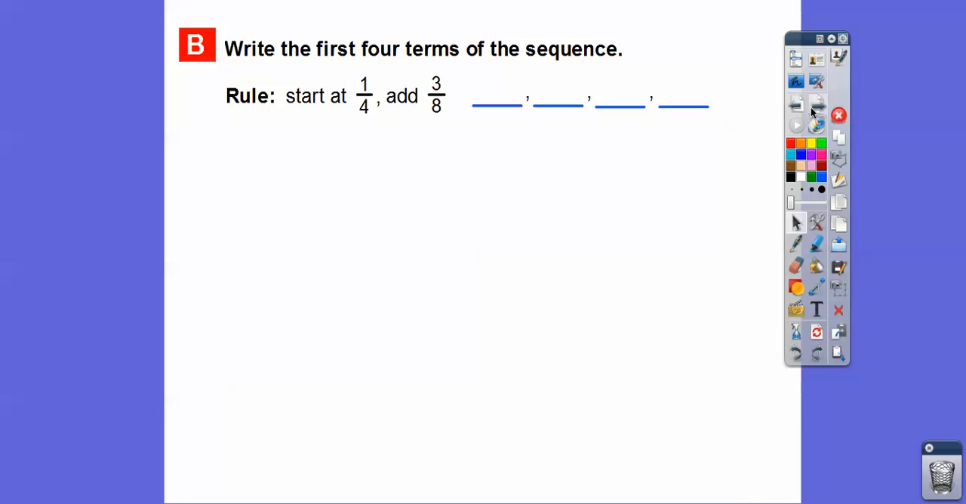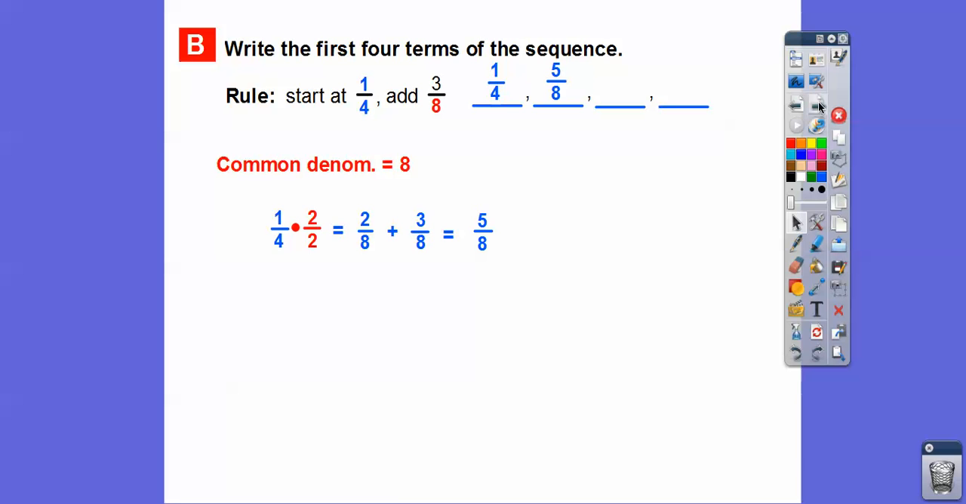Okay, the second part says we're going to write the first 4 terms of the sequence, and we're going to start it at 1/4, and we're going to add 3/8. All right, we're going to convert 1/4 to 2/8 right there. Okay, so the common denominator is 8. So we start with 1/4, and then we convert 1/4 to 2/8. So we multiplied it by 2 over 2. Remember, this is just 1, so we're not changing the value. We're just getting a common denominator. So 1/4 equals 2/8.